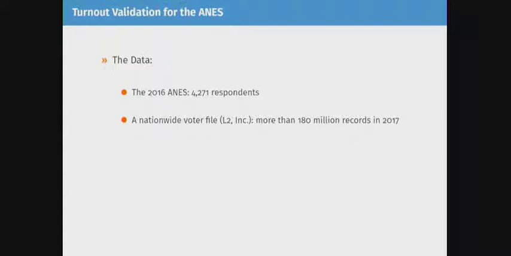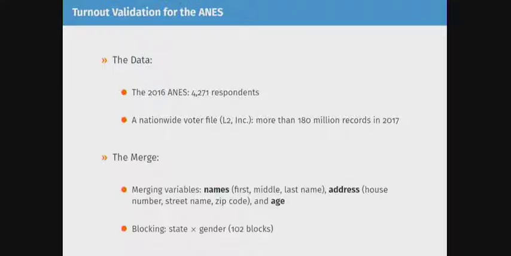And then at Princeton, we had access to the voter file from L2, which is a commercial vendor of voter files. That voter file for 2017 has more than 180 million records. So how did we conduct the merge? The information in common is going to be the names.